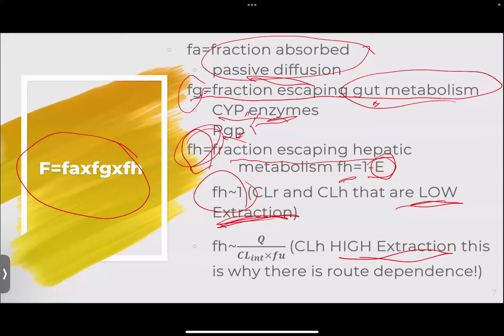However, with high extraction drugs a lot of it is removed, and it's dependent upon blood flow and intrinsic clearance. FU is in here, but it's that funny fraction unbound because these drugs are non-restrictively cleared. Do you remember what non-restrictively cleared means? Or maybe we should start with restrictively cleared. Low extraction drugs are restrictively cleared. What does restrictive mean?